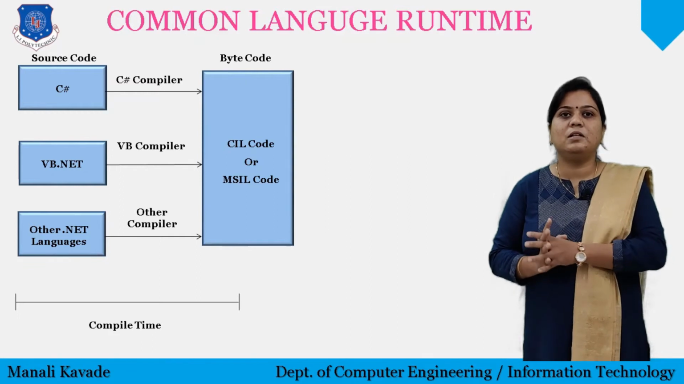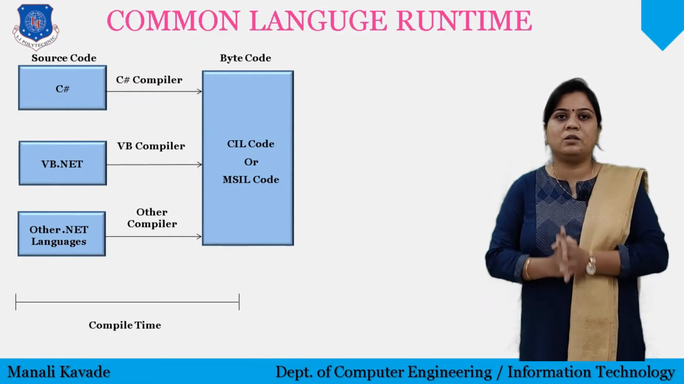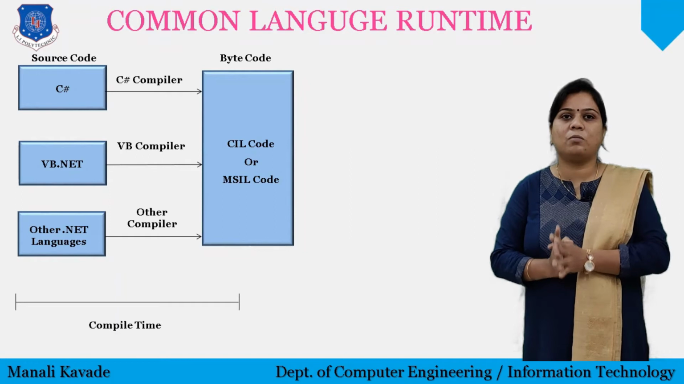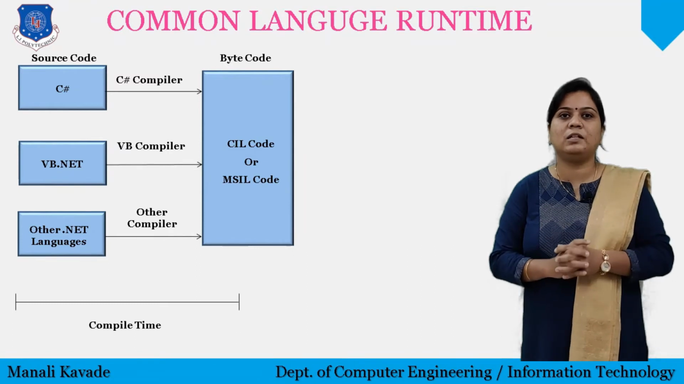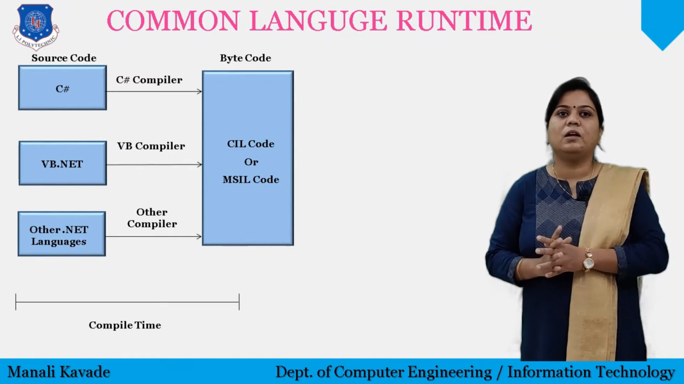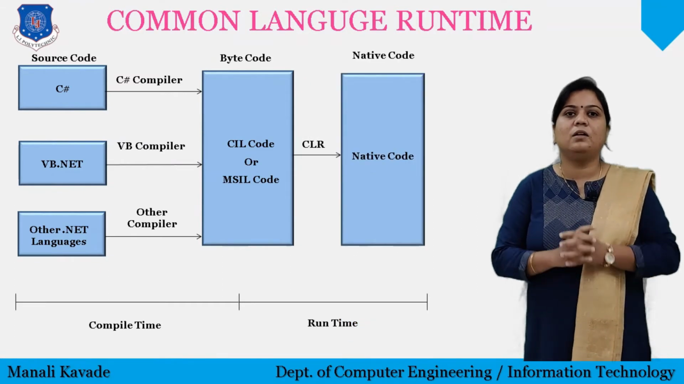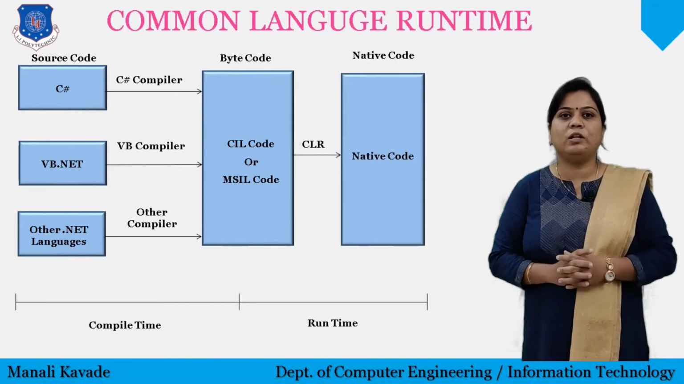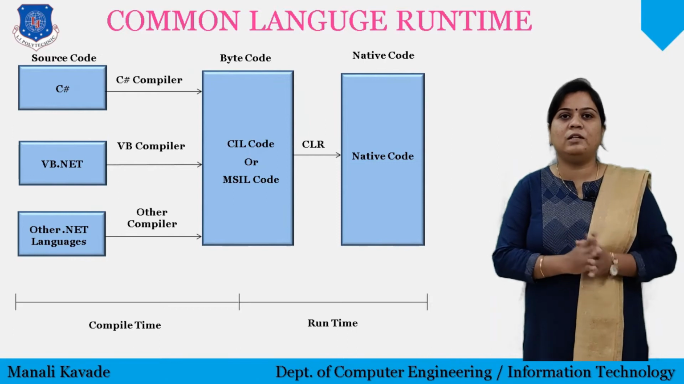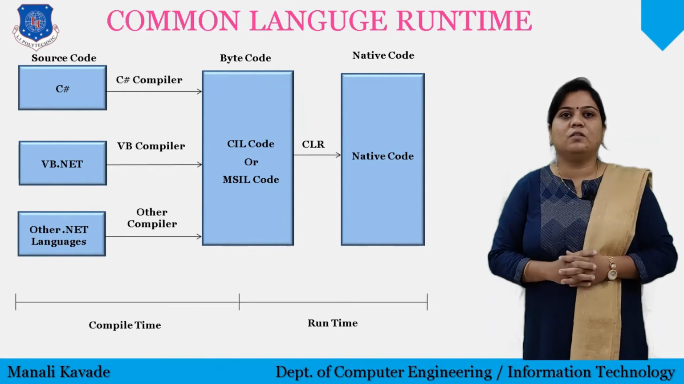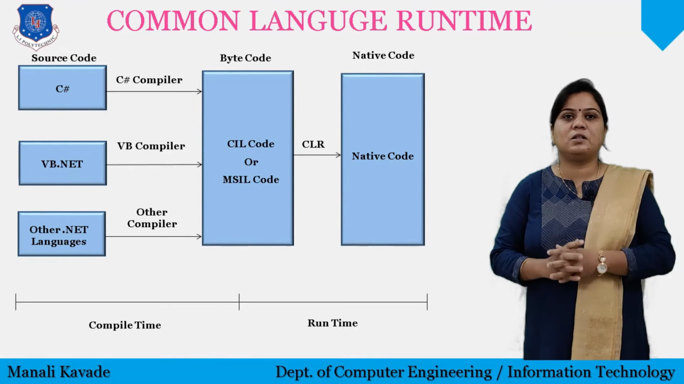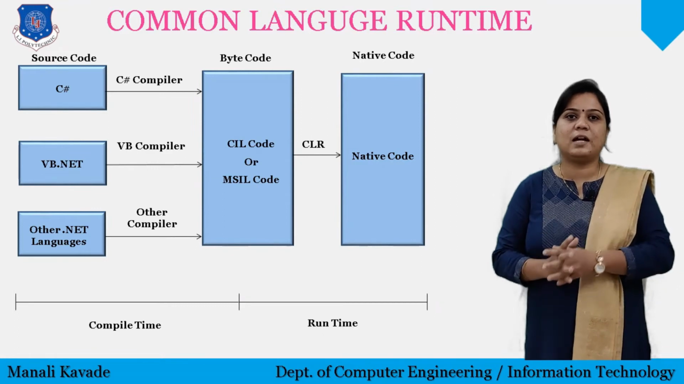At runtime, the CLR handles the execution of CIL, that is Common Intermediate Language, which was previously known as Microsoft Intermediate Language, that is MSIL code. At runtime, the CLR's just-in-time compiler converts CIL code into native code, that is the machine code, which any operating system can understand and start the execution.